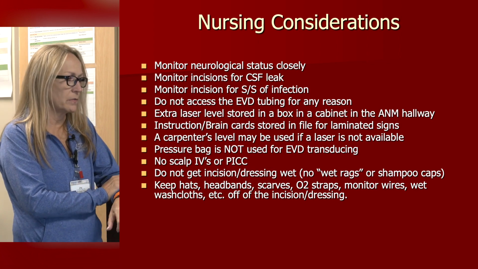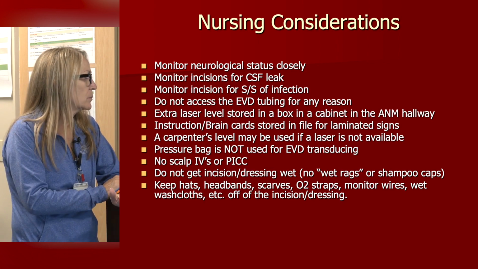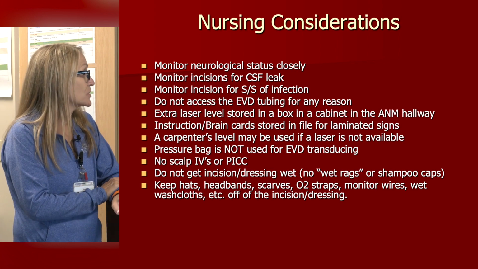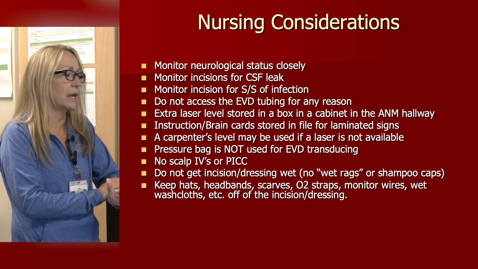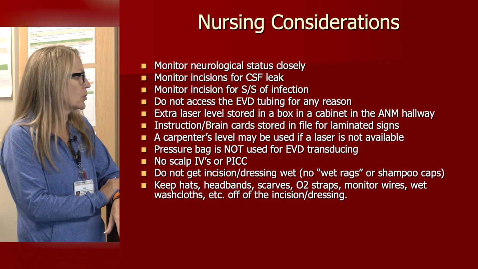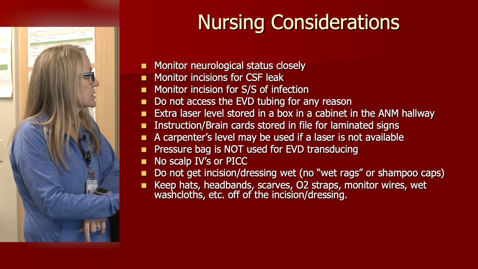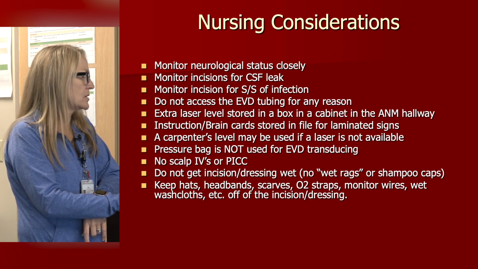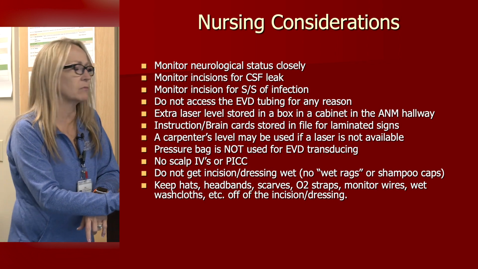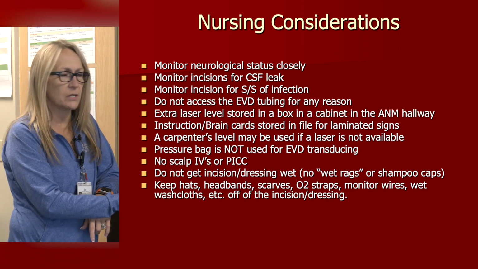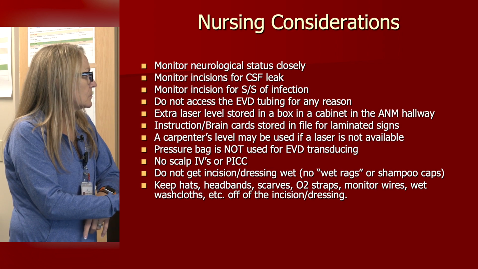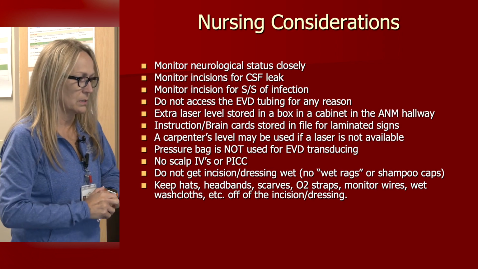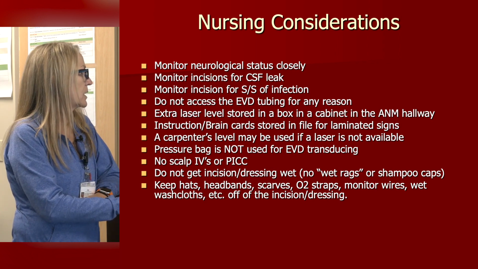The laser level that's on there, we do have extras of those. The extra laser levels are in a cabinet in the A&M hallway above the, I don't know if it's an airway cart, there's some cart, and right above it there is a little box that has the extra ones in case you lose it or if it's not working. I just clean them and put extra ones on the unit so they have replacements because they're kind of expensive. I don't want to charge the patient again. There's a carpenter level if the laser is not available, and I'll show you that in just a second so I can show you how it's done.